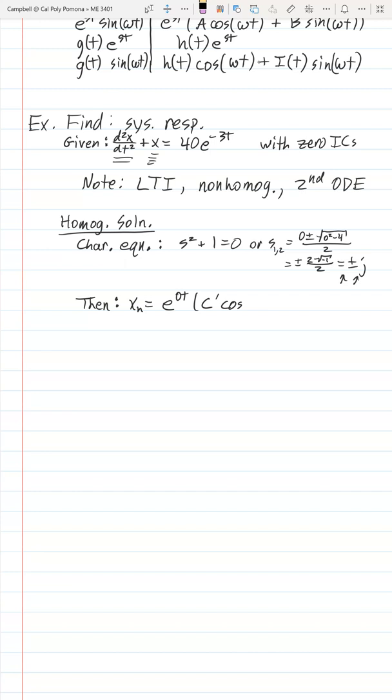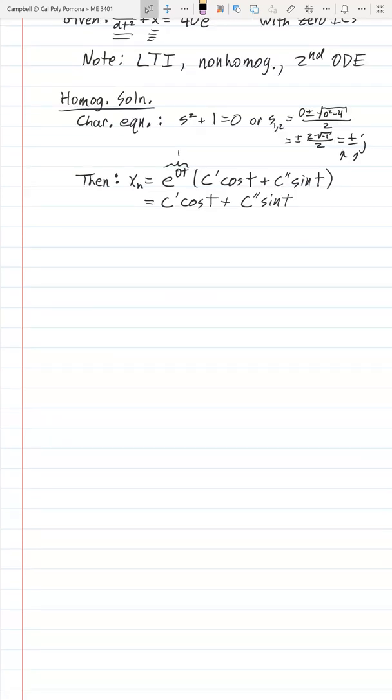So that's just going to be cosine omega t, which is just cosine t, plus c double prime sine omega times t, but again, omega is just 1, so we just get t. And as expected, since we have purely imaginary roots, we just have a purely oscillatory response: c prime cosine t plus c double prime times sine t. Now again, remember, this is the homogeneous solution.